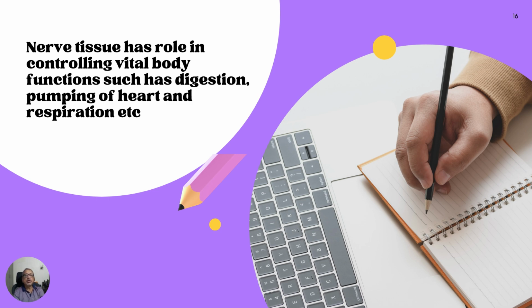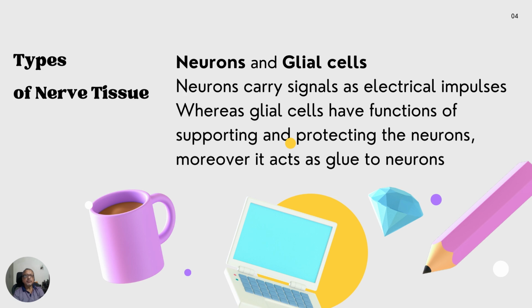Nerve tissue has a role in controlling vital body functions such as digestion, pumping of the heart and respiration, etc. There are two types of nerve tissue: neurons and glial cells. Neurons carry the signal as electrical impulses, whereas glial cells have the function of supporting and protecting the neurons. Moreover, they act as glue to the neuron.